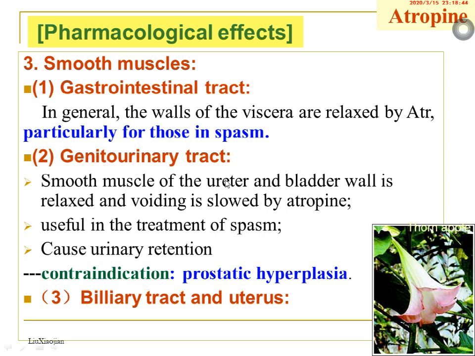Genitourinary tracts. Smooth muscle of the ureter and the bladder wall is relaxed and voiding is slowed by atropine. So this effect is also useful in the treatment of spasm.